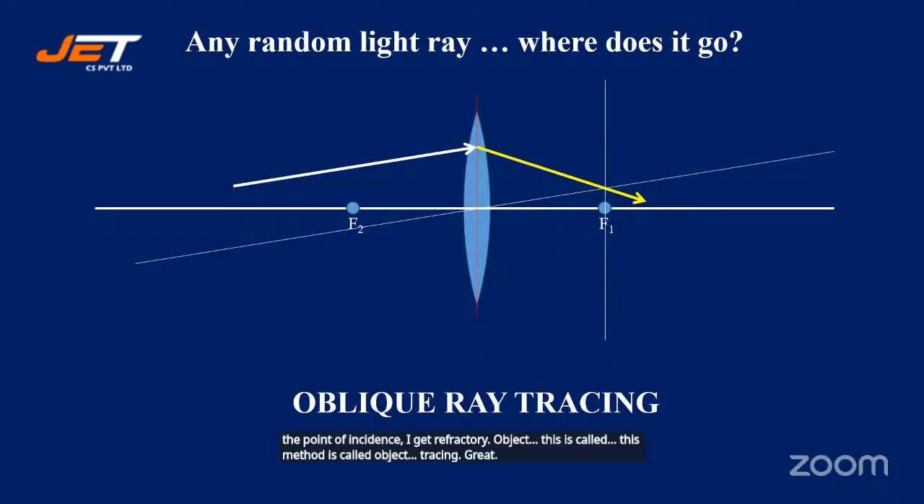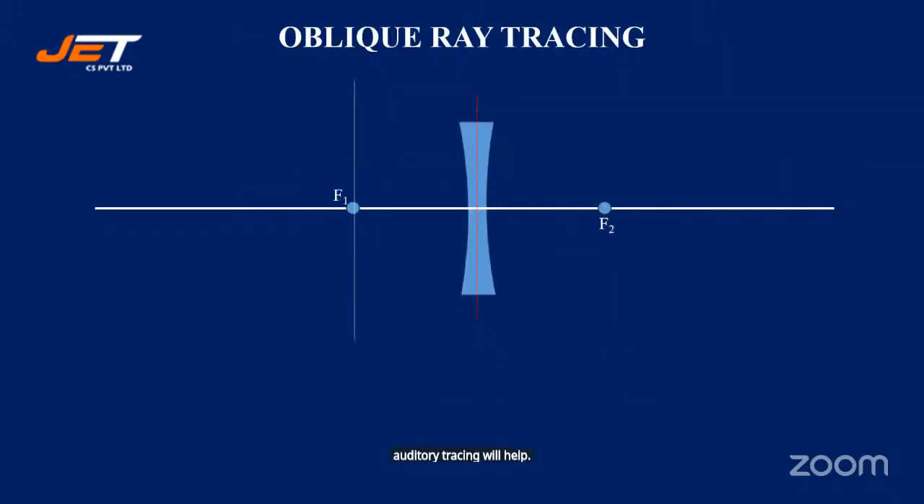Great. Whatever we have done till now is parallel ray tracing. But oblique ray tracing is also very important and very easy to do. If I have a point object and I want to trace the image of the point object on the principal axis, oblique ray tracing will help. Let's see it for the concave lens.